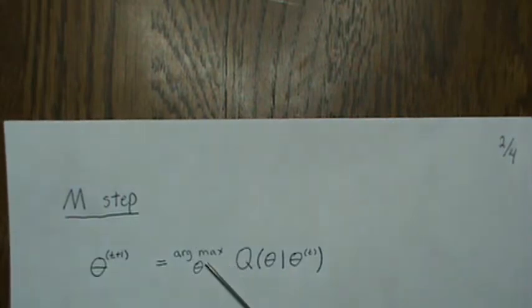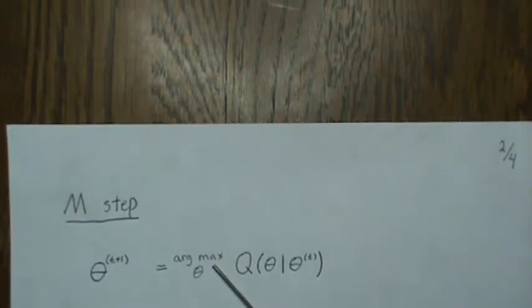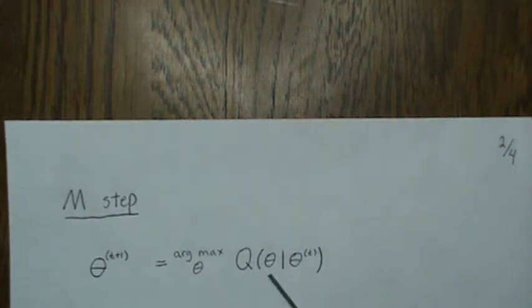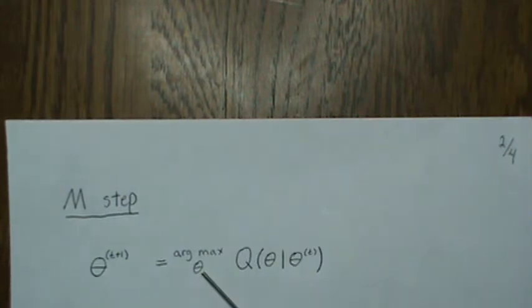And here's something that sometimes goes overlooked: argmax versus just max. If we want the maximum of this function, we're finding the highest value of this. But argmax means we're finding the theta that maximizes this. So this takes on a biggest value somewhere, and where does it take on that biggest value? That's the theta, that's the argmax, so we're trying to find that.